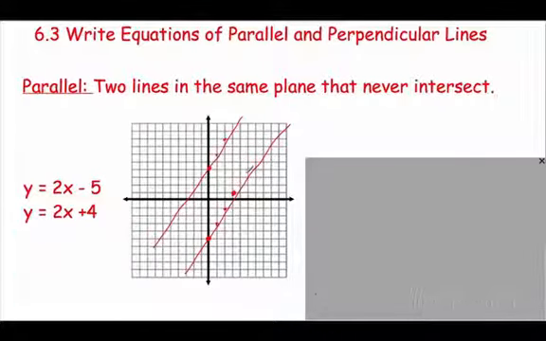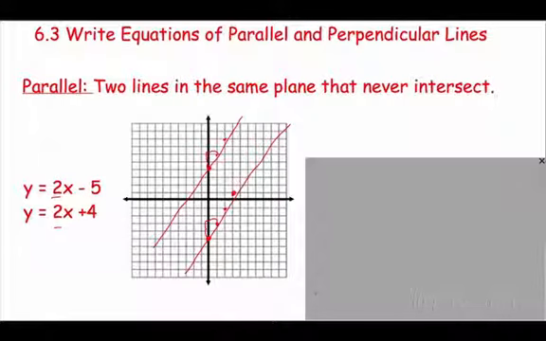And why are they never going to intersect? Well, every time I was on here, I went up 2 over 1. At the same exact place, I went up 2 over 1. That's the same rate of change, going up the same all the time. Because I'm going up the same and over the same on both lines, my rate of change, 2, will always cause these never to intersect.